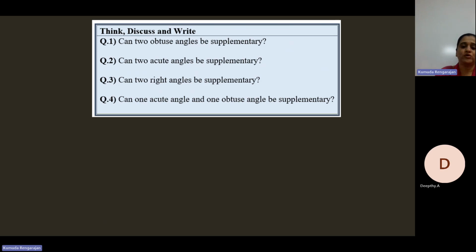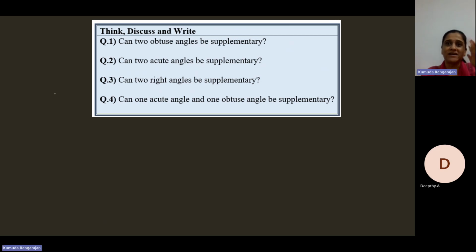Can two obtuse angles be supplementary? Yes. No, obtuse and obtuse cannot. Correct. So two obtuse angles. That means both of them will measure more than 90 degrees. So the sum will be more than 180 degrees.